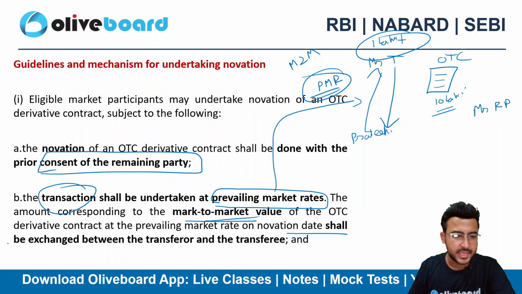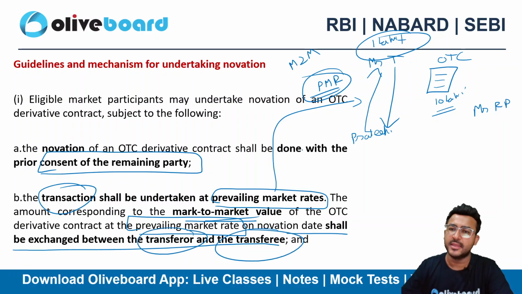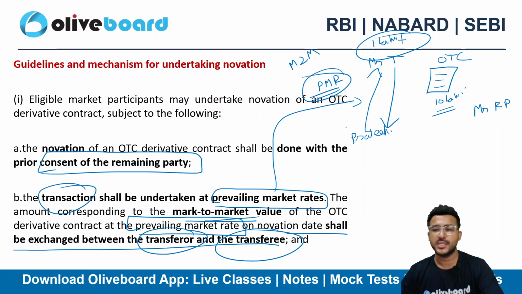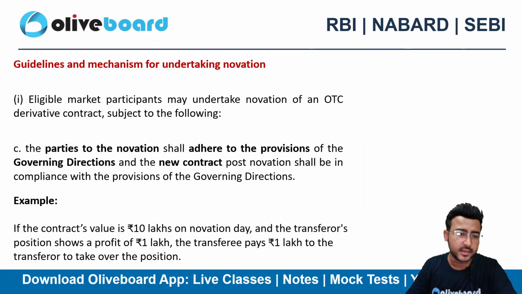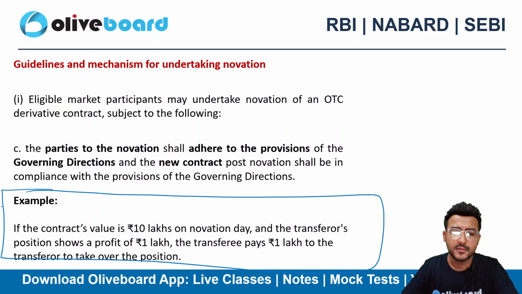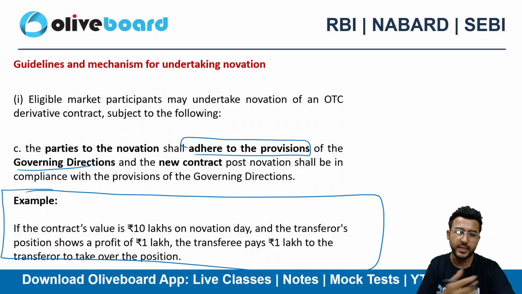Okay, so novation shall be exchanged between the transferor and the transferee on the prevailing market price. सो यहाँ पे ट्रांसफरर और ट्रांसफरी की बात करिए, मतलब मिस्टर टी और मेरी बात करिए, ठीक है. Mr. T is the transferor, I am the transferee, will be doing the transaction at the prevailing market rate, that too we will mark to market. I have given an example as well here, right. जो एग्जांपल मैंने कोट किया था वही I have stated here. Next is the parties to the novation shall adhere to the provisions of the governing direction, this particular direction and the previously issued directions.